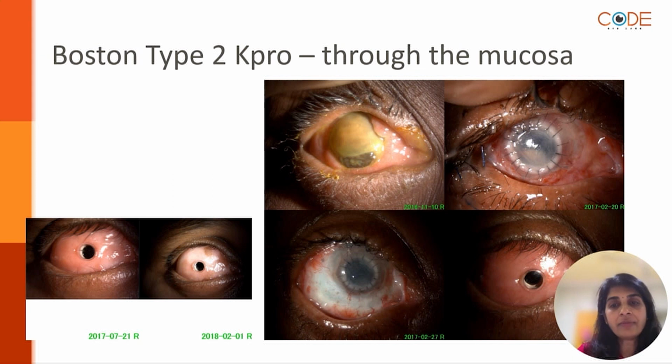We ourselves have modified some of the approaches to a Boston type 2 keratoprosthesis. Instead of doing it transpalpebral through the skin, we have done these procedures through the mucosa, and in fact now we do it even transconjunctivally or transclerally, through a scleral patch graft. So keratoprosthesis surgeries are basically about tailoring the keratoprosthesis to every patient, and understanding the nuances of the surgery, which helps us to tailor these artificial corneal implants based on the need of every patient.